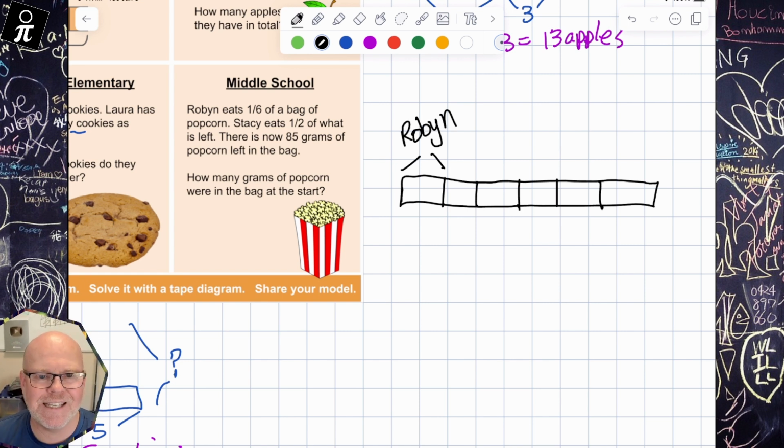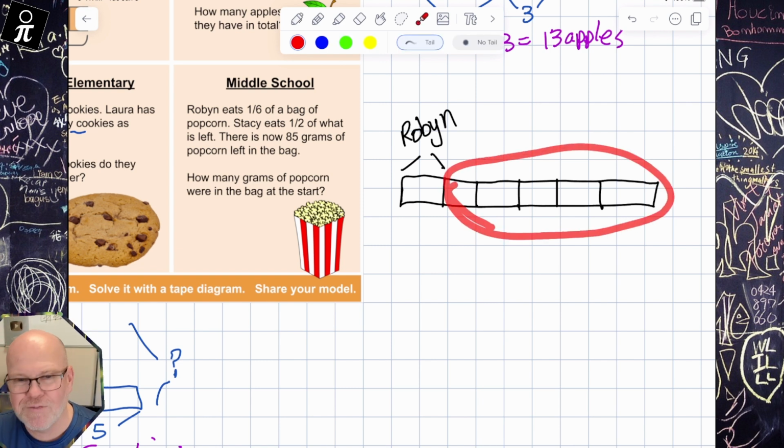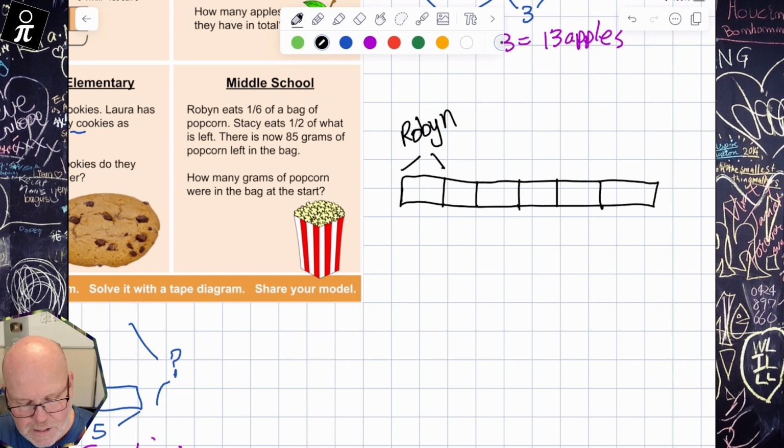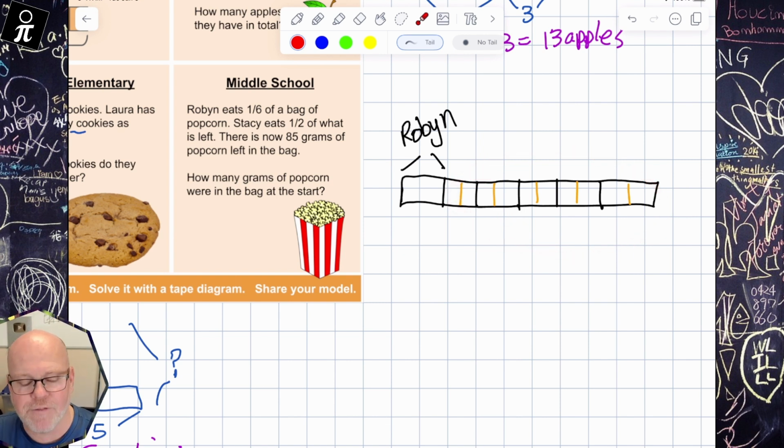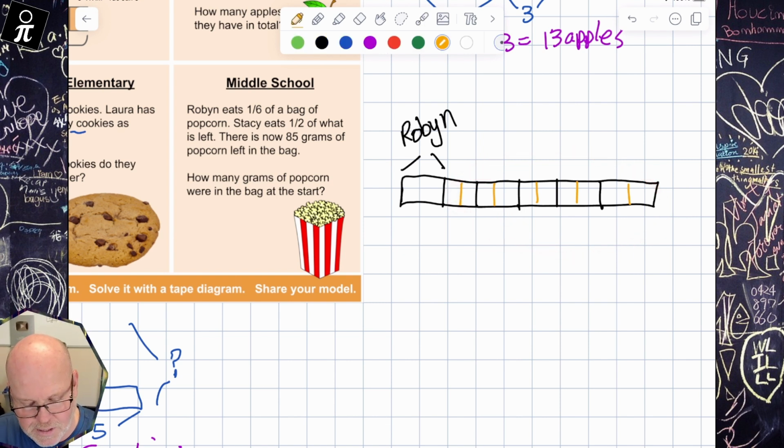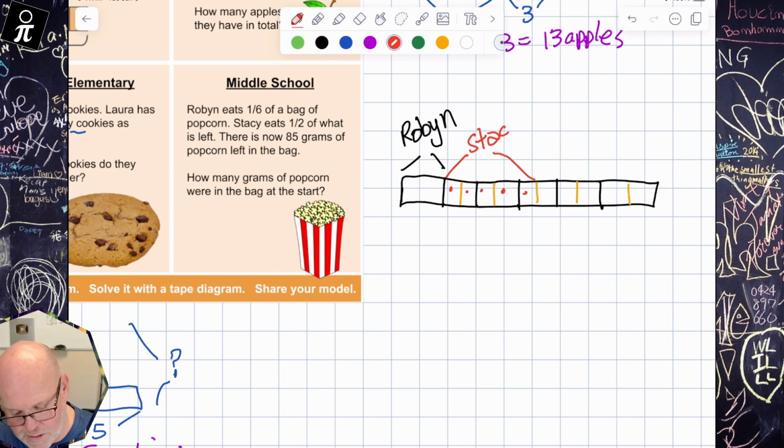It says Stacy eats half of what is left. So we see that we've got 5 units left over. So a nice easy way for us to figure out half is to cut each of those in half, which now gives us 10 smaller units. And Stacy is going to eat half of what is left. All right, so that's pretty easy. So that means Stacy is going to eat 1, 2, 3, 4, 5. This much right there. Stacy is going to eat that much.